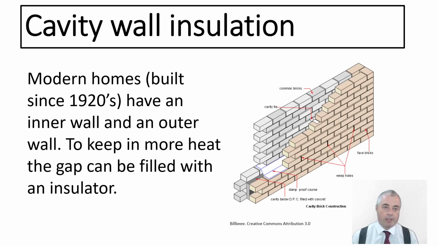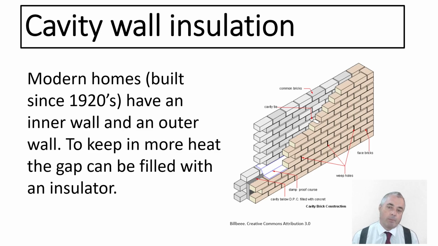Well, cavity wall insulation first. If you go back before 1920, houses used to have a single wall on the outside. It might be more than one brick thick, but it would be one wall. And the bricks that were used were really expensive because they had to be strong enough to support the house and they had to stop water getting in.